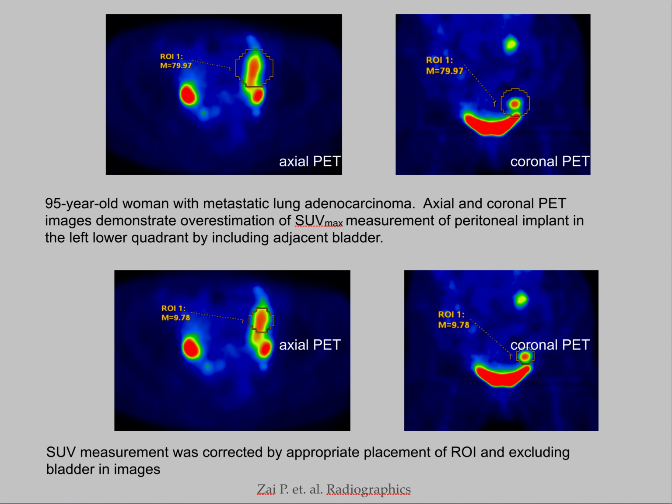a reasonable 9.78. So when we're drawing these regions of interest, it's important to remember that they tend to be spheres. So we should look at coronal, sagittal, and axial images to make sure that we're not including an adjacent FDG avid structure. And this is particularly important when we're close to the bladder, ureter, kidney, heart, or brain.